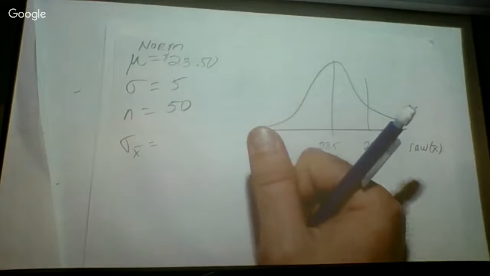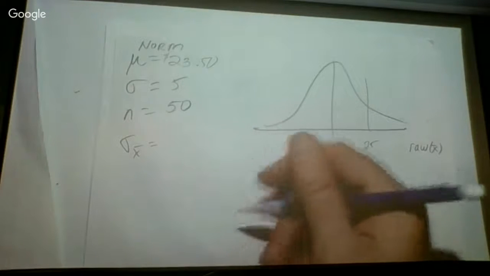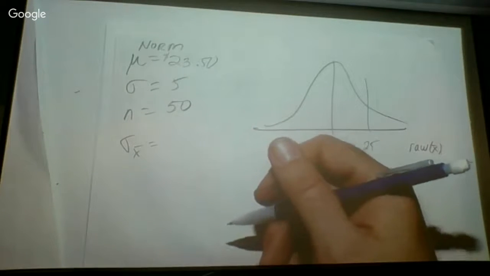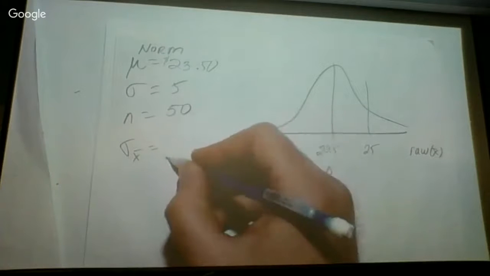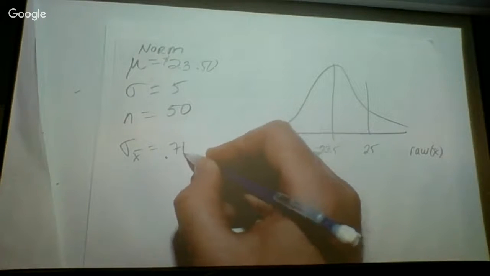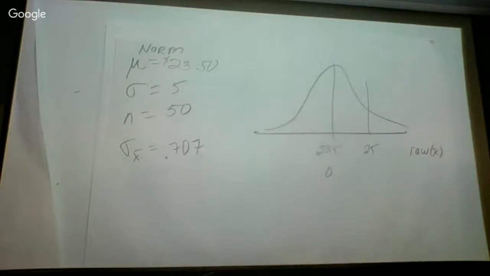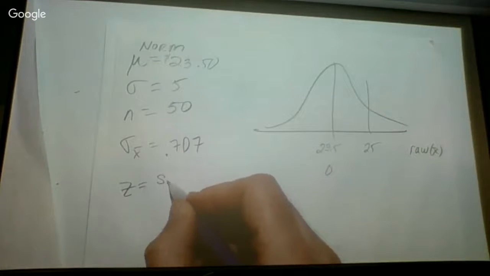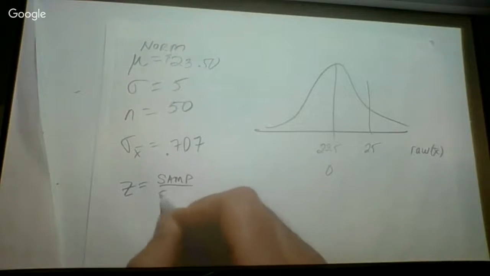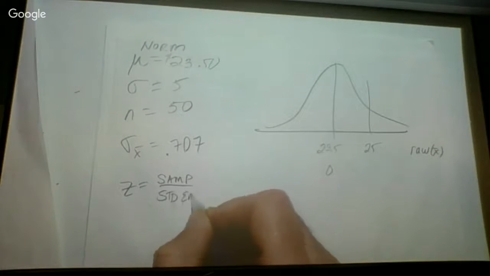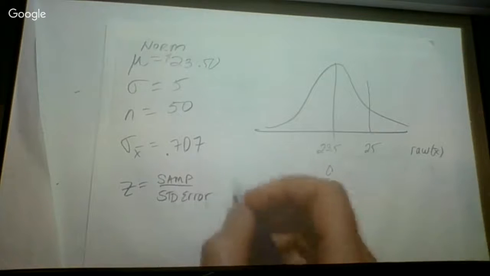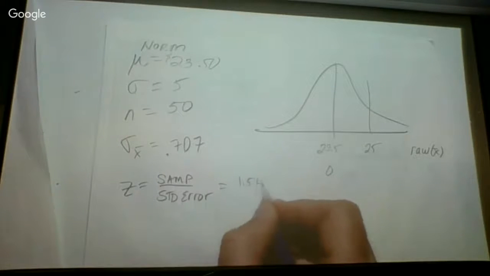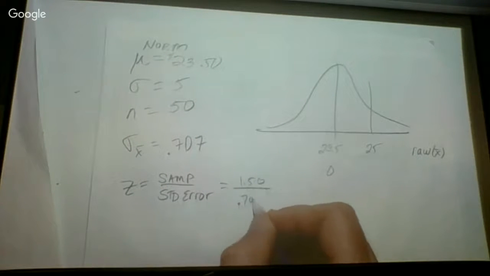Yeah, Chris, it's been a while. 0.707. No, it's 0.71. Or 0.707, actually, it should be 0.707. We're going to use the calculated z-score. I'll save you the trouble here: sampling error over standard error. In this case, sampling error is $1.50. The standard error is 0.707.